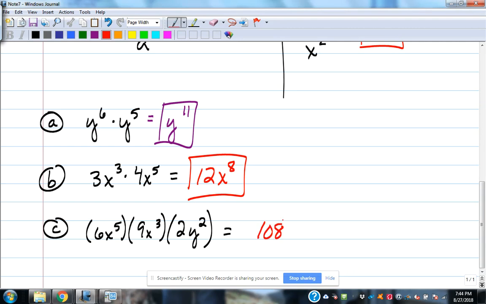And then now the letters, now there is some letter stuff to do. So you got x to the fifth and x to the third. That'd be x to the eighth. And then the y, nothing changes as far as y because there's not another y to put with it. So you just add it on.